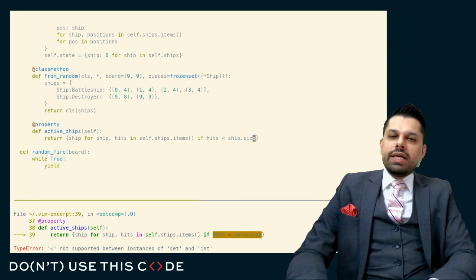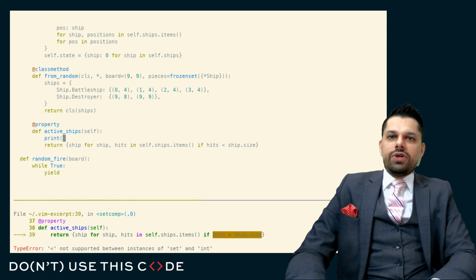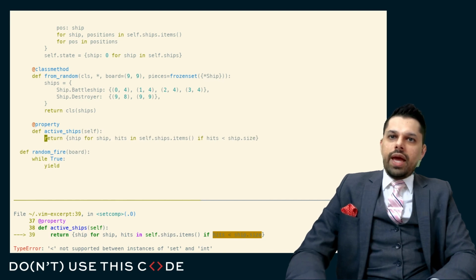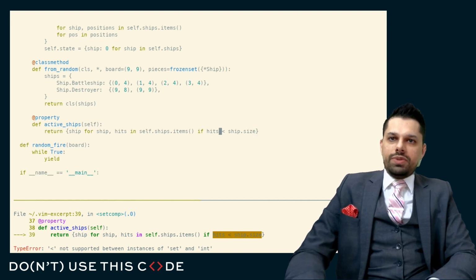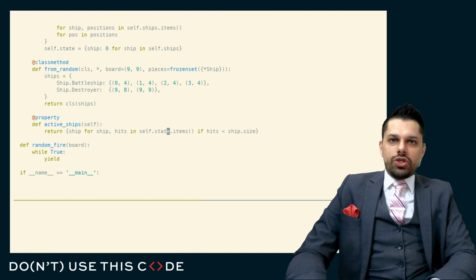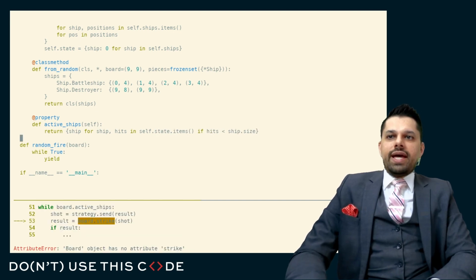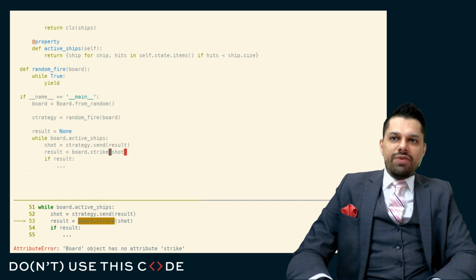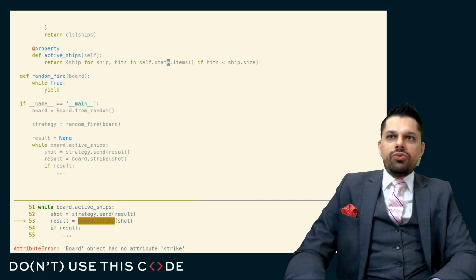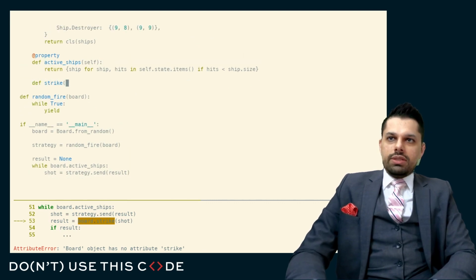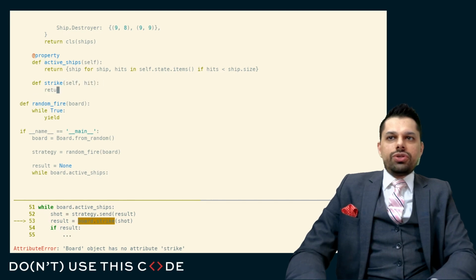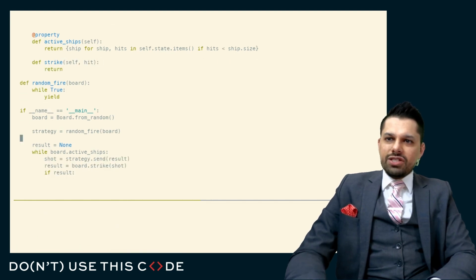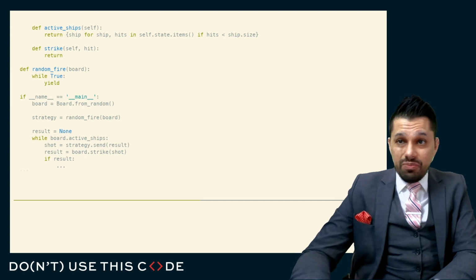Now the last piece is ship.size is a set. So let's figure out why that is. And this should be self.state, not self.ships. So you can see we just have to make sure we have things working. Fantastic. Now, the next error is I just haven't implemented this strike, and this strike is pretty much the response to some hit being passed to us, and this returns some result. So I think there we have some working code.